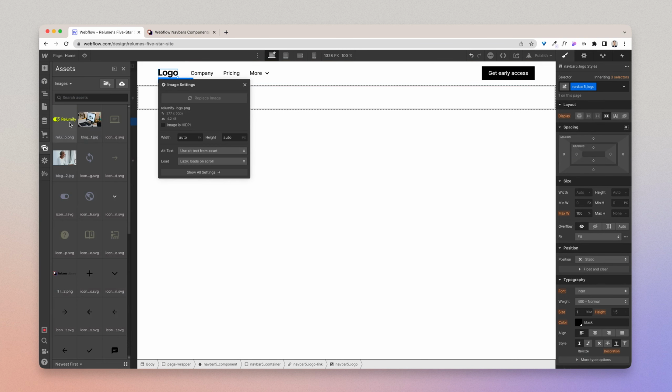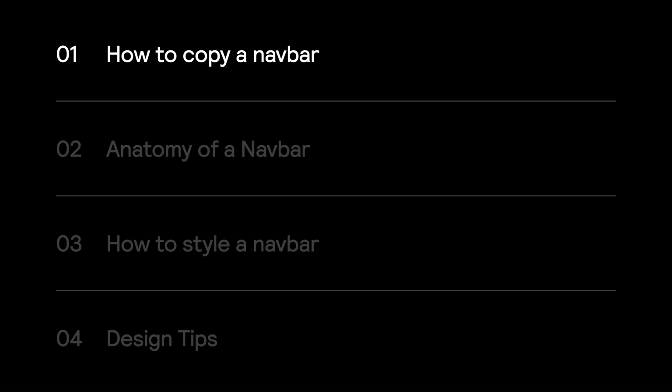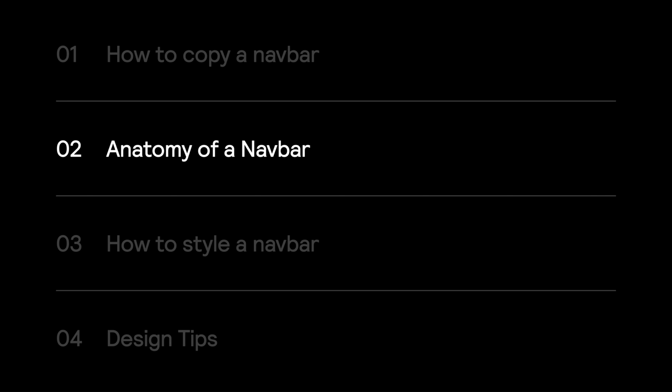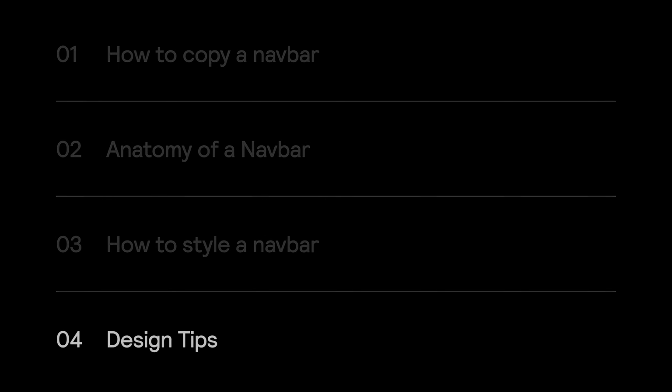In this tutorial, I'm going to give you a crash course on using Navbar components. We'll start by copying a Navbar into a project. We'll then break down the anatomy of a Navbar and what elements it's made of. And then we'll style the Navbar. And then lastly, we'll finish up with some design tips. So let's get started.